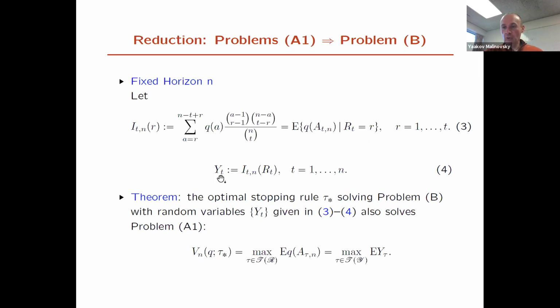Now our new random variables Yt are exactly I(t, N, R_t). Our result claims that the optimal stopping rule tau, which solves problem B with random variables Yt defined in this manner, given here in 3 and 4, solves problem A1. This is how we can solve problem A1 with fixed horizon using problem B, and problem B is solved by corollary 1 of Derman, Lieberman, and Ross.